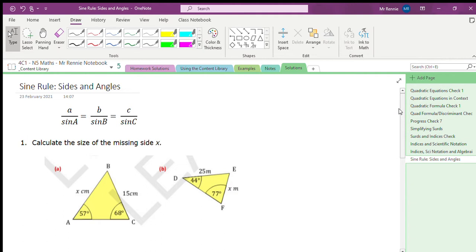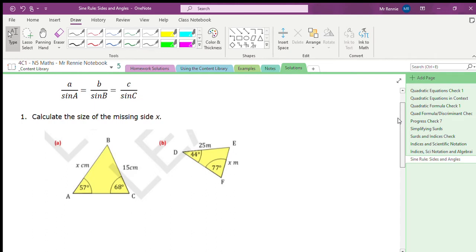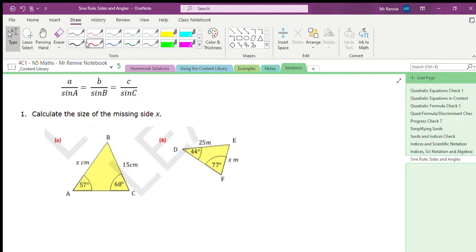So what we're going to do is look at these first two questions, and they are missing side questions. However, the first thing we do, no matter what type of question it is, is finish labelling our triangle. So opposite angle A is length a, opposite angle C is length c, opposite angle B is length b. So I'm going to write my formula out: a over sine A equals b over sine B equals c over sine C.